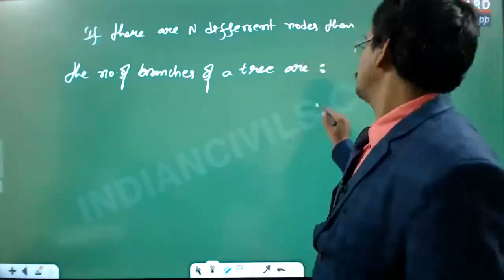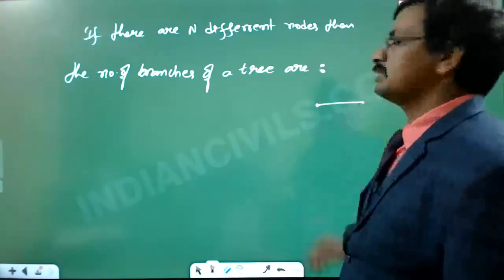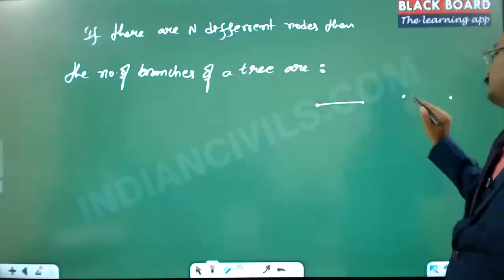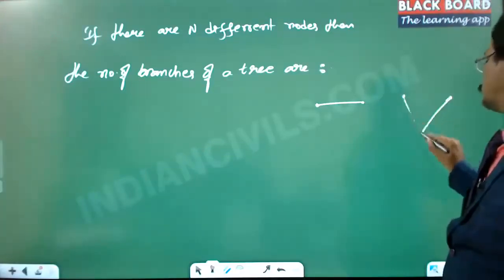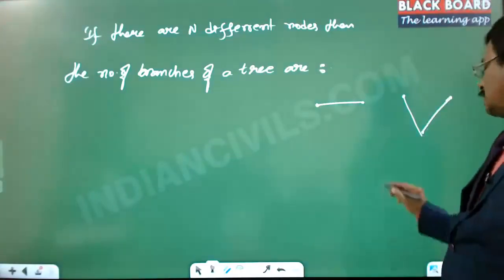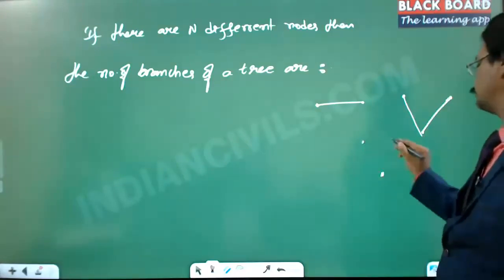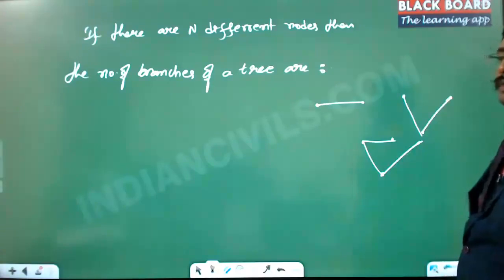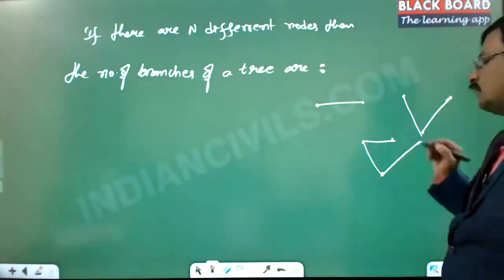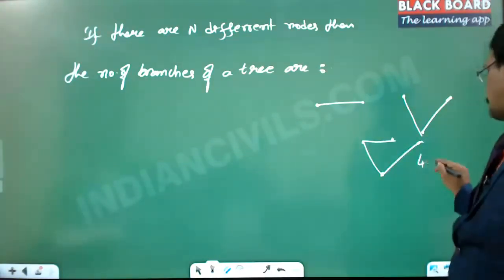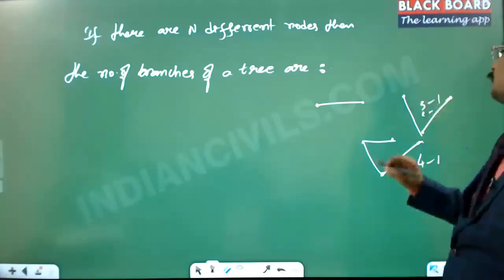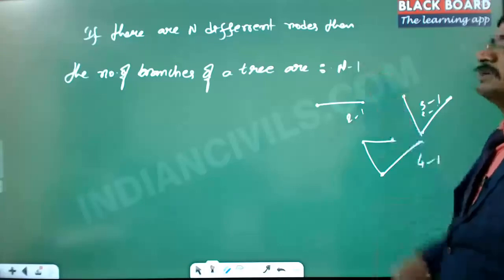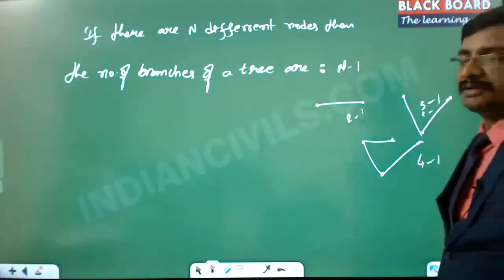Suppose there are two nodes, there is only one branch you can take. And if there are three nodes, then 1, 2, right? If there are four nodes, 1, 2, 3, so 4 minus 1. And this is 3 minus 1. This is 2 minus 1. So it is always n minus 1 branches that will be there in a tree.